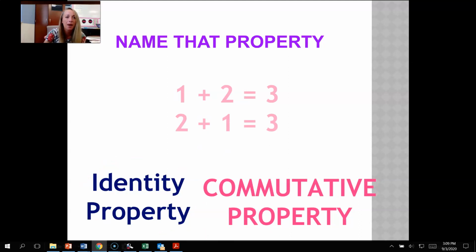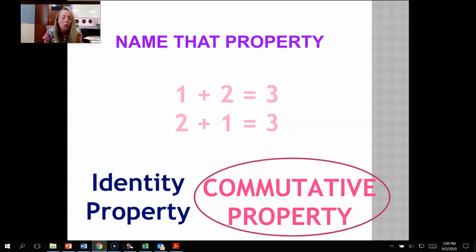All right, what about this one? 1 plus 2 is 3, and 2 plus 1 is 3. Is that the identity property, or is that the commutative property? It is the commutative property. 1 plus 2 is the same as 2 plus 1. They both equal 3. Therefore, it is the commutative property.